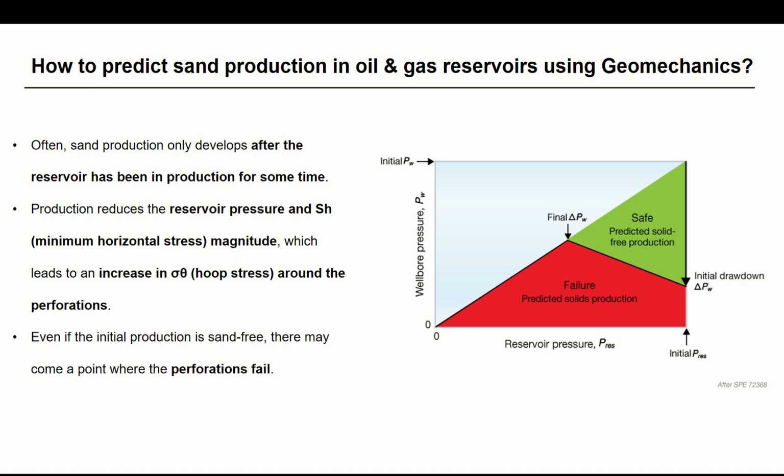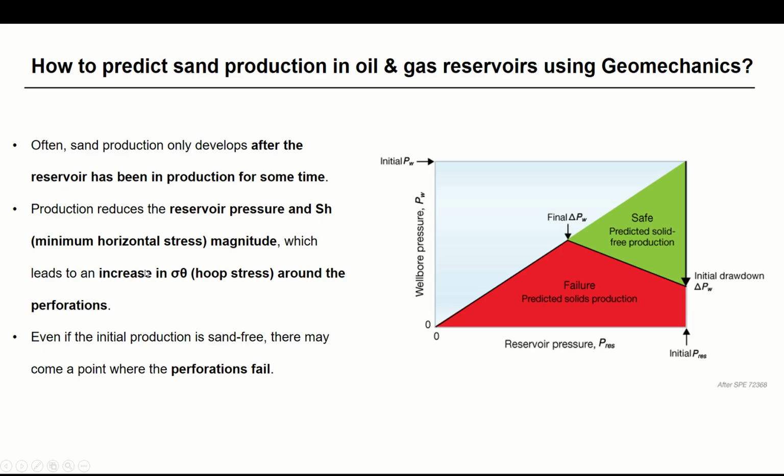So just a brief explanation, as a recap: sand production develops after the reservoir has been in production for some time. If the reservoir is still not in production, you are safe in terms of sand production. After the depletion, or after the production occurs, you will have a change in terms of stress equilibrium.